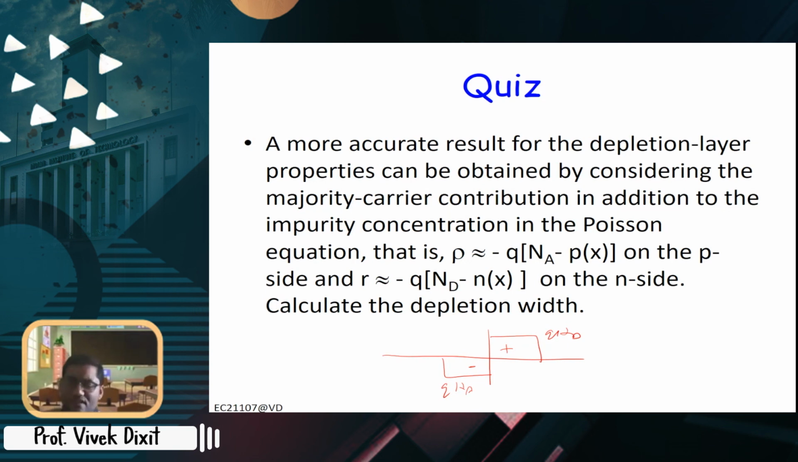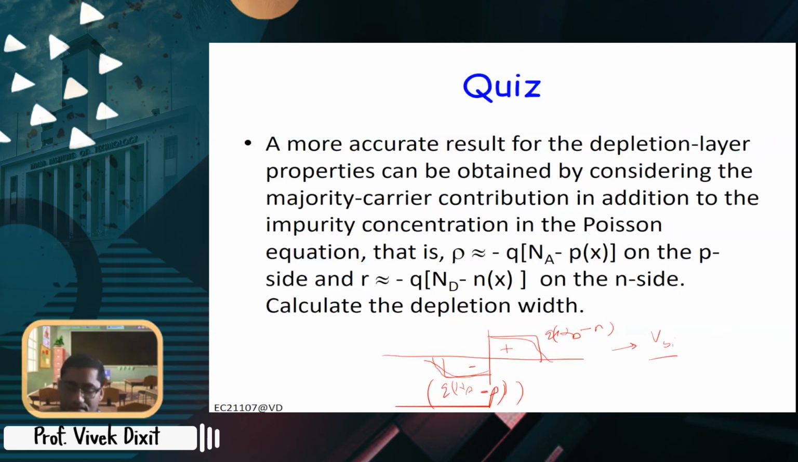So a more realistic picture will be if we include the carrier concentration here also, right? So instead of this QNA, we write QNA minus, because this is a negative charge, you remove the hole concentration, right? And here you write QND minus the electron concentration here. So what will happen? Now this charge will not be fixed. This charge may show some variation like this, right? So in that case, please calculate what will be VBI.